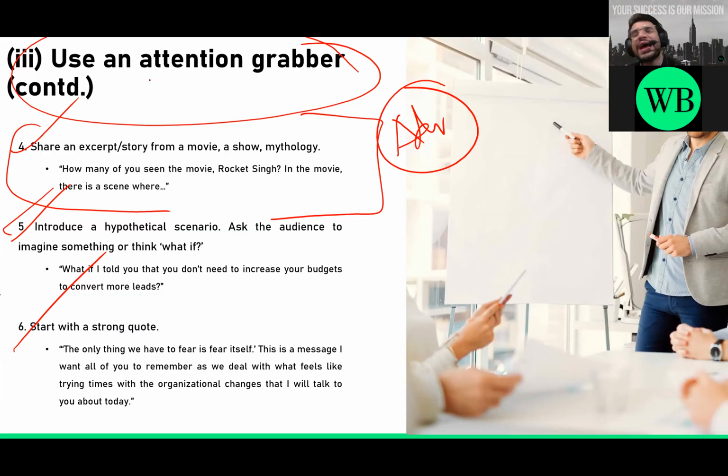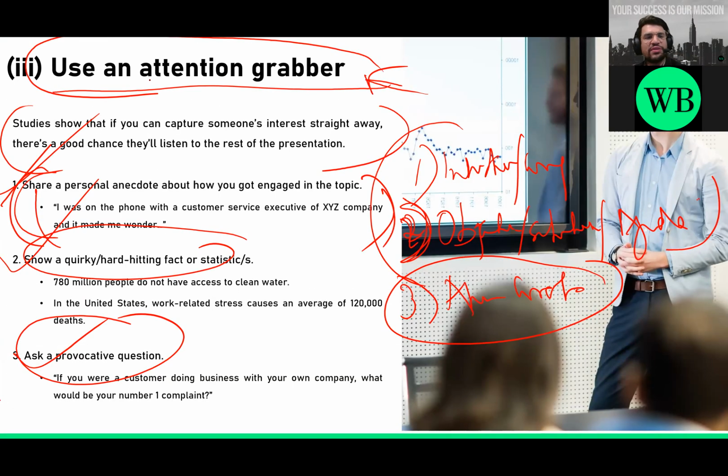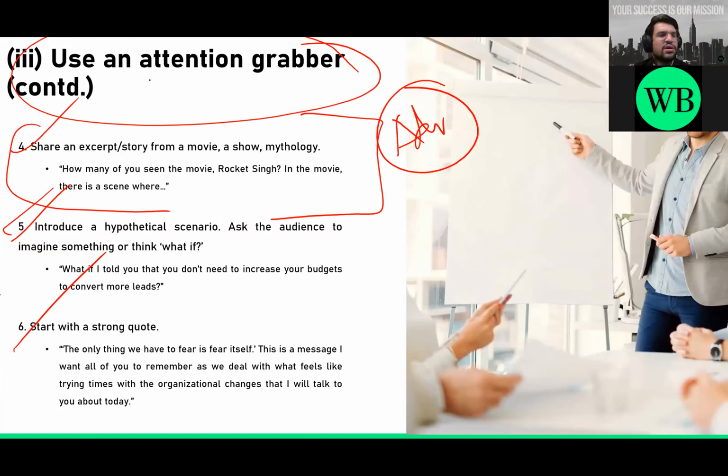So these are 6 ways for you to grab attention right at the start. There are beautiful ways that we've suggested. Share a personal anecdote and how you got involved in the topic. Show a hard hitting fact or statistic. Ask a provocative question. Share a story from a movie, show, or mythology. Introduce a hypothetical scenario and ask the audience to imagine something or think what if, right?